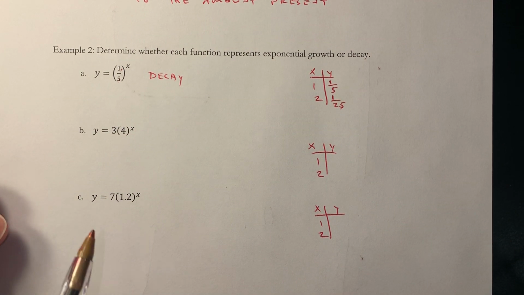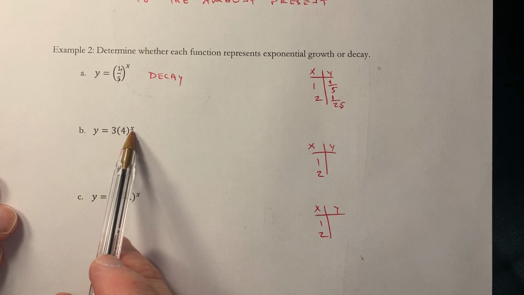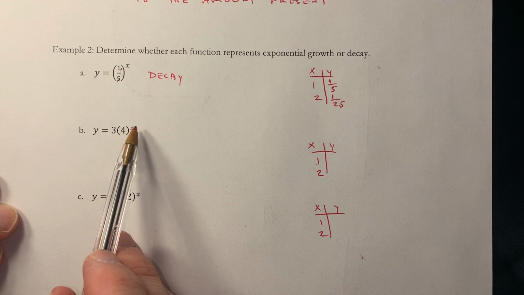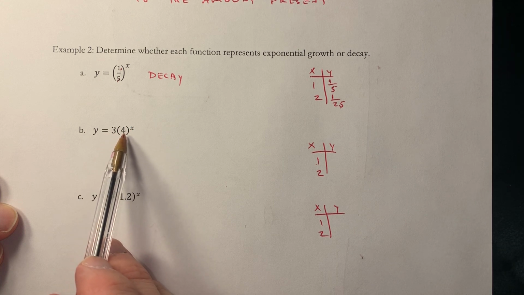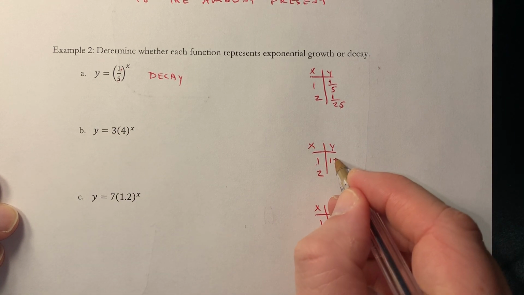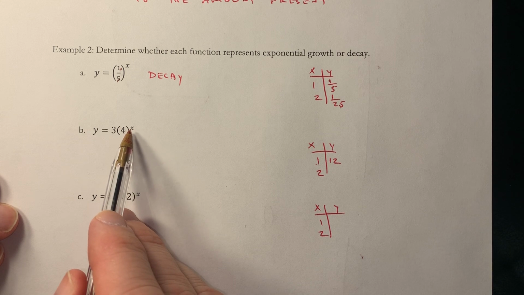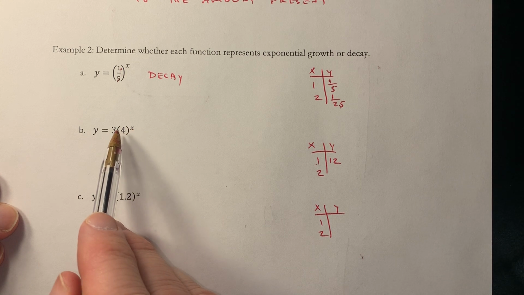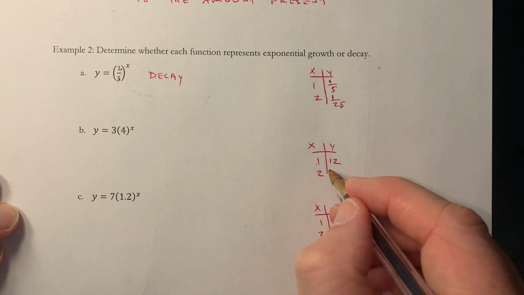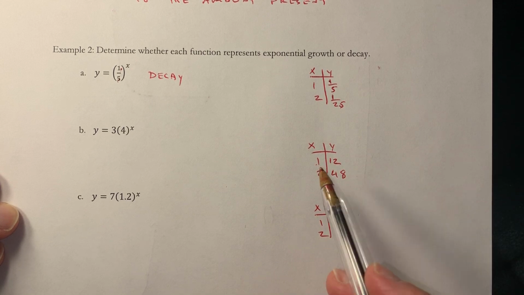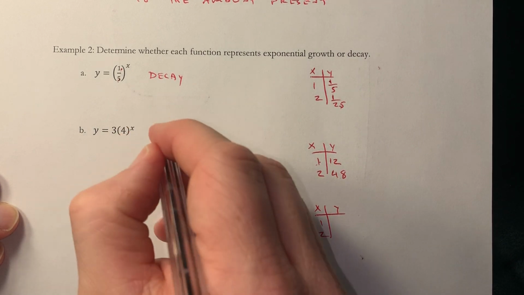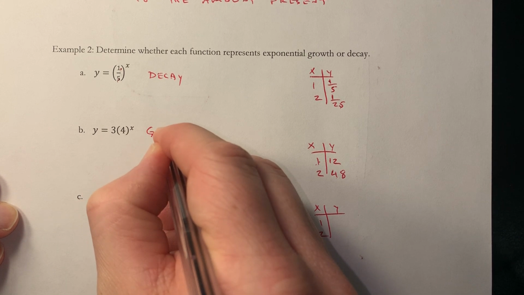Okay, so next up, 3 times 4 to the first power. 4 to the first power is 4, and 3 times 4 is 12. Remember, order of operations, always do that exponent first. Now the second power. So we've got 4 to the second power, which is 16, and 3 times 16 is 48. As my input increases, my output increases. That is growth.